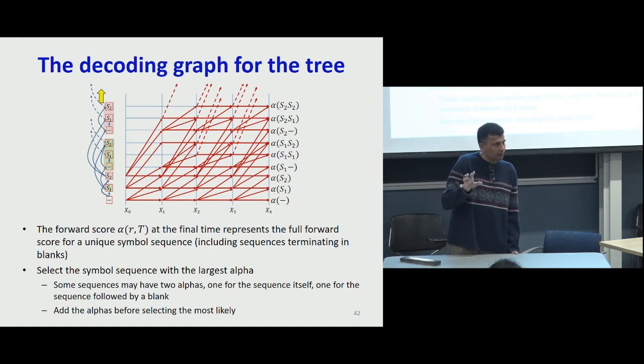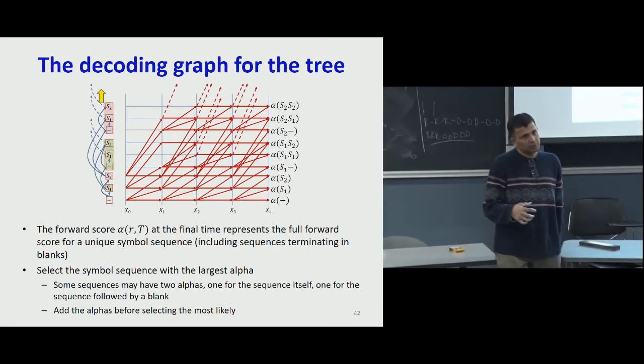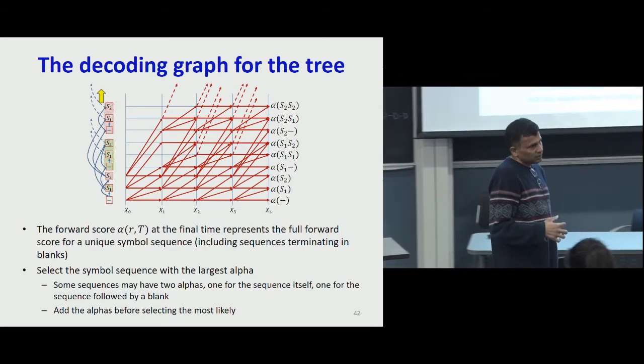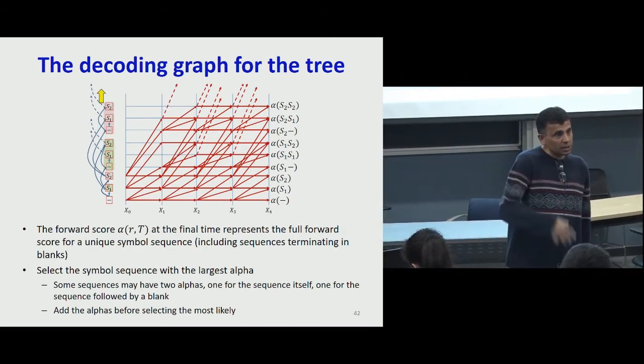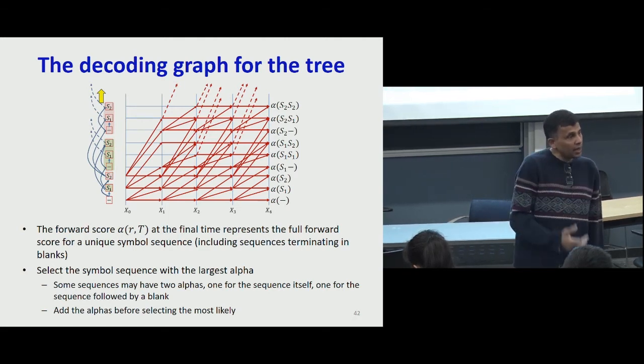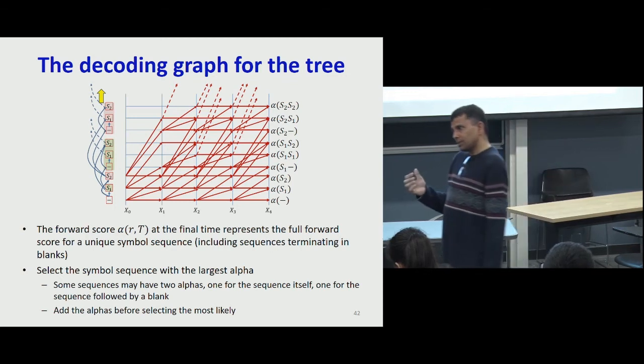Clear to everybody? Now what could possibly go wrong if I implement this? Anyone? The tree, as you go through time, the tree is going to get bigger and bigger and bigger, and it's going to blow up. How would you fix that?